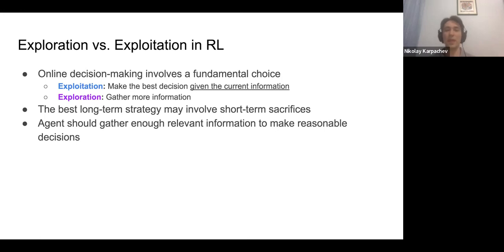As the name suggests, we want to gather more information, and we are not sure that we have enough to decide to do something instead of other things. There is a saying that the best long-term strategy may involve short-term sacrifices. Essentially it means that our knowledge of the world is imperfect, and in these cases it would be good to have more exploration to get some intuition about what we don't know so far.